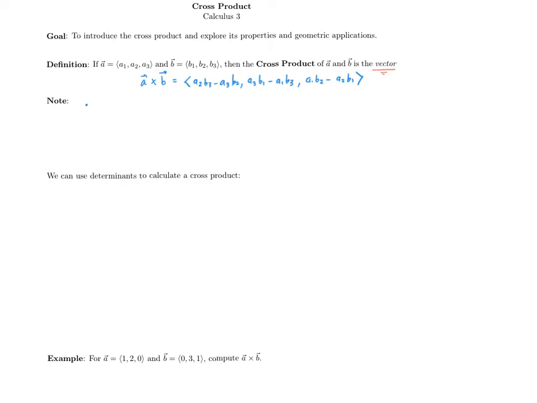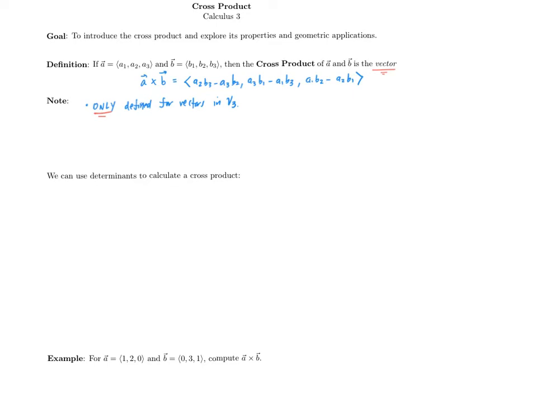The first thing I want to note is that this is only defined for vectors with three entries. So this would be vectors in V3. And the key thing is only. With the dot product, all that was required is that both of the vectors have the same number of entries, whether that's 2, 3, or 17. Here, the cross product is only for vectors in three-dimensional space.